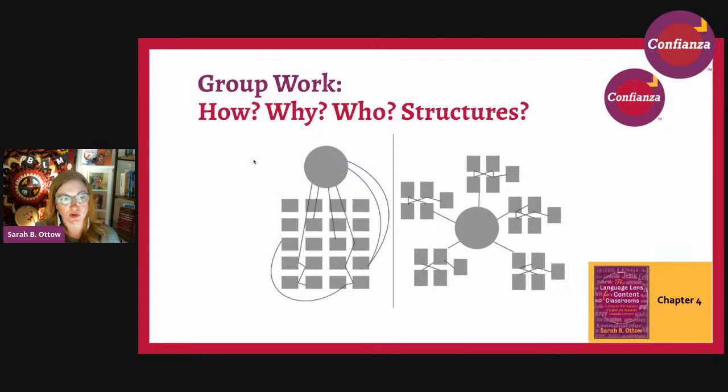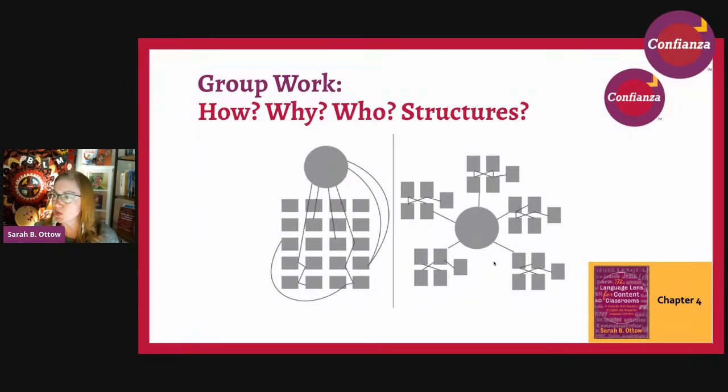Finally, as I mentioned before, group work. That's very, very important to consider. How are we breaking students into groups? Why are we putting certain students together? Who are those students? Are they getting equity of voice? Are they getting language models? Are they getting the supports that they need? And then again, the structures to make the groups accountable.